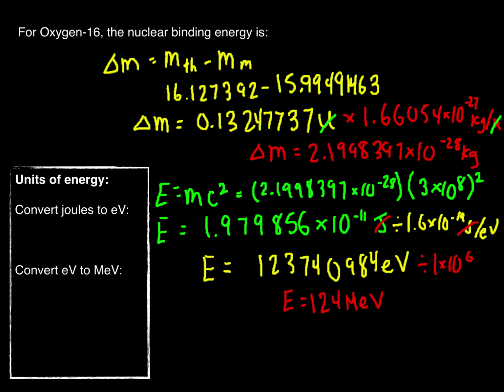Let's review these units of energy. To convert joules to electron volts, we divide by 1.6 times 10 to the negative 19 joules per electron volt. To convert electron volts to mega electron volts, we divide electron volts by 1 times 10 to the 6 to get mega electron volts.